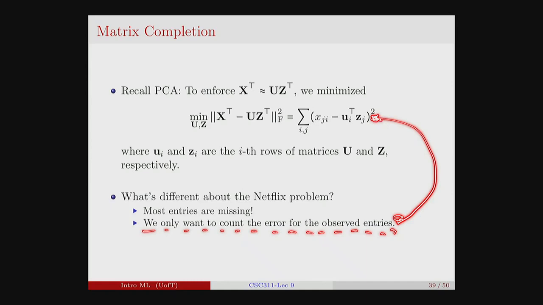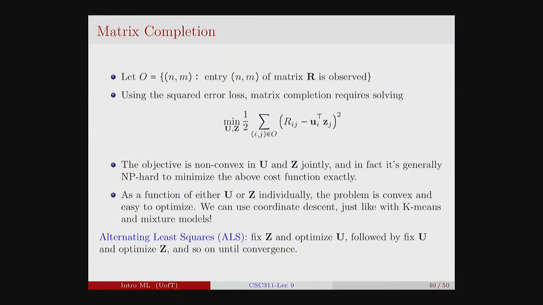So this loss function is a Frobenius norm of the difference between two vectors. But it's a Frobenius norm, which means it's summed up over all ij. But we know that we don't observe all ij, we only observe a subset. So let's write this equation down for only the subset of entries in the ratings matrix that we actually observe.